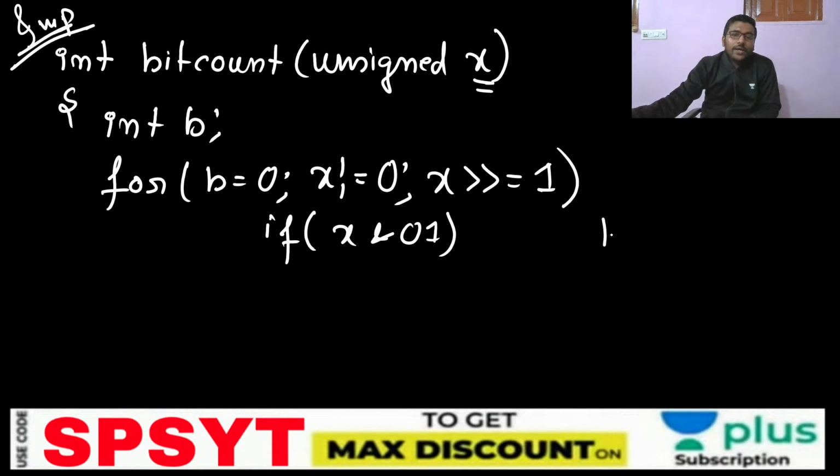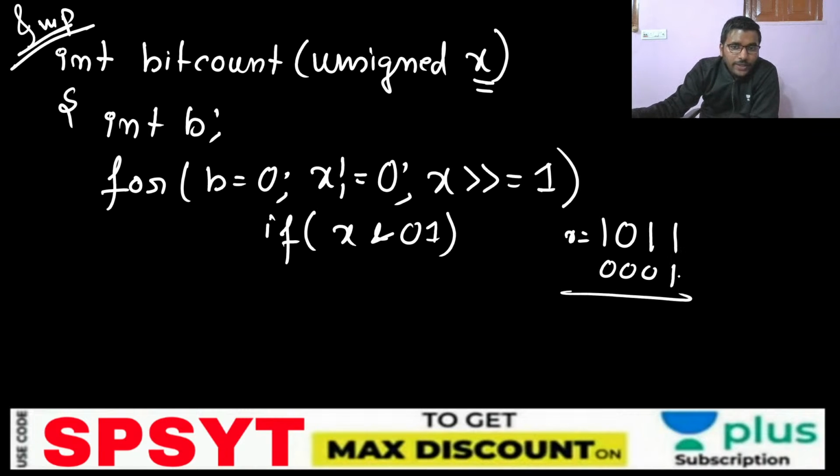Let's assume x is having 1011. It will see 1011 and will AND with 0001. Now when you AND, you will get 0001. It is true, so then you will count. So you are counting the number of ones in this x from the right side. You have counted one.